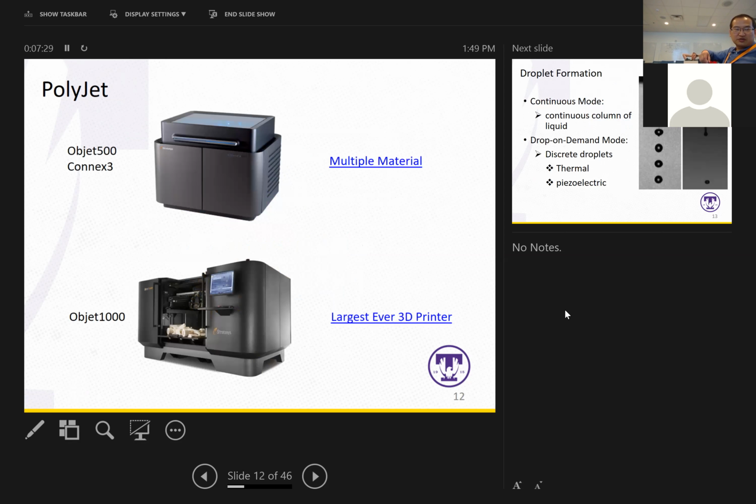All right, here shows some of these PolyJet printers like the Objet 500 and this Objet 1000. And we can check a little bit on that.